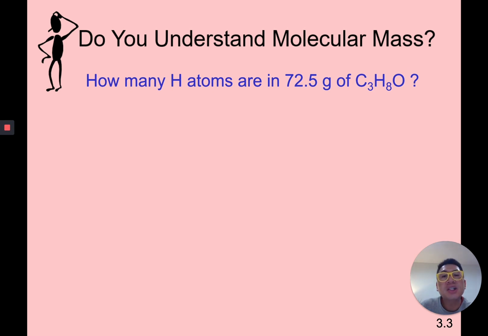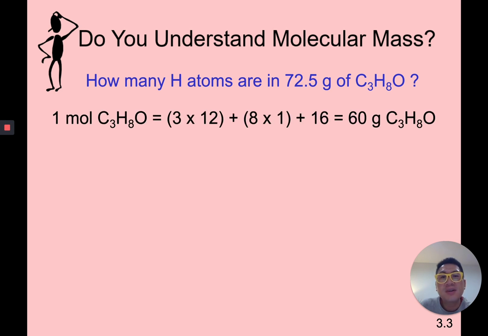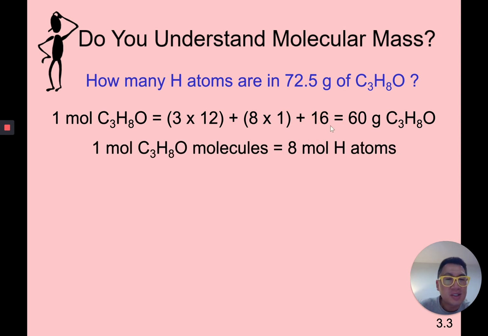Question here: how many hydrogen atoms are in 72.5 grams of C3H8O? Okay, so first of all, let's find the molar mass of the whole thing. This is 3 carbons. Carbon on a periodic table is 12.01. 8 hydrogens. Hydrogen on a periodic table is 1.008. Oxygen on a periodic table is 15.9994. This is just rounded for a nice number's sake. So, 1 mole of the thing weighs 60 grams.